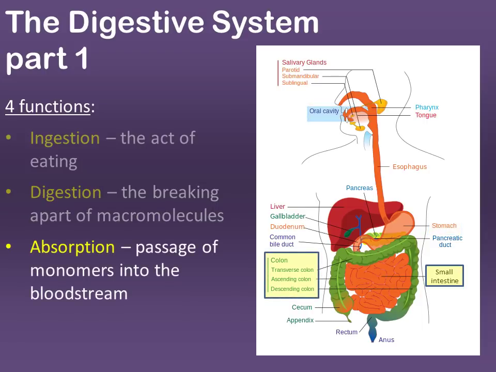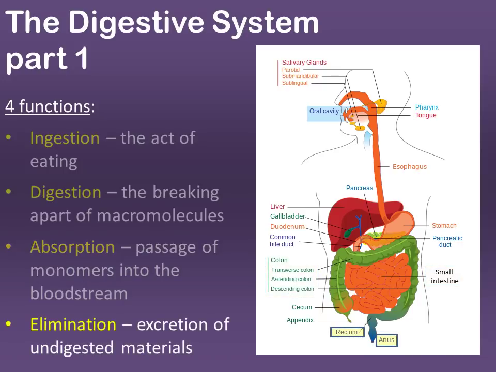Absorption of those small monomers into the bloodstream, which is carried out mainly by the small intestine, but the colon will also absorb water and ions into the blood as well. And then elimination, finally, the excretion of any undigested materials. We call this feces. They are stored in the rectum and expelled through the anus.